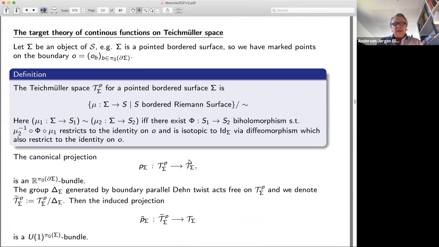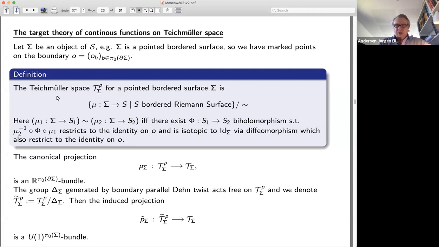So let's take the target theory of continuous functions on Teichmüller space. And I want to discuss two versions of it in parallel. So my objects here will be compact oriented surfaces with boundary, as I introduced in the beginning, right? And I may or may not have marked points. But if I have the marked points, I will definitely take those into consideration.